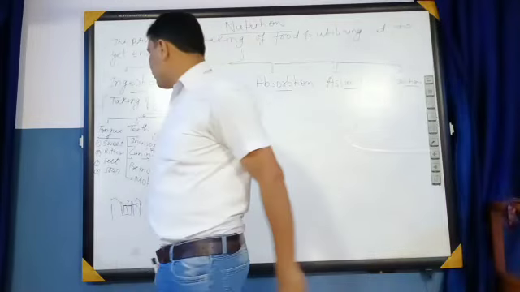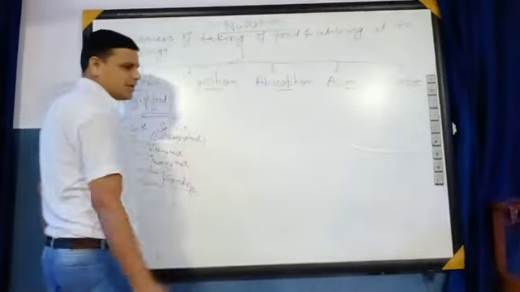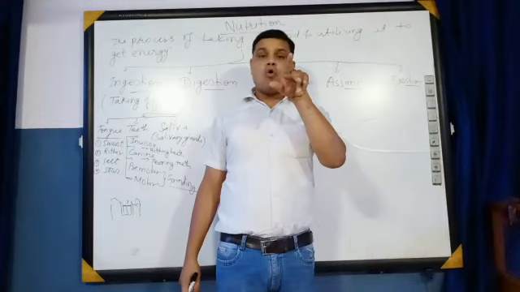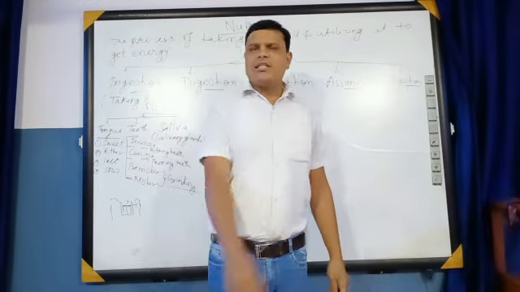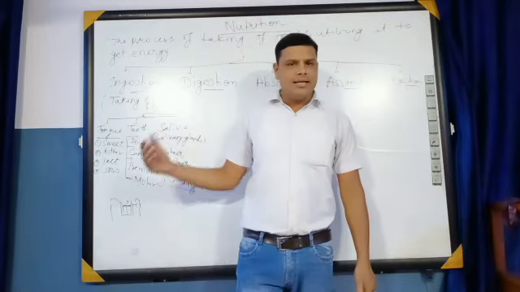Now, after that, saliva. From the upper jaw, we used to get the saliva that is secreted by a gland known as salivary gland.